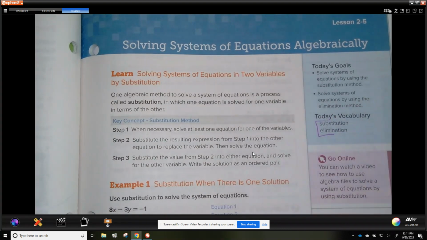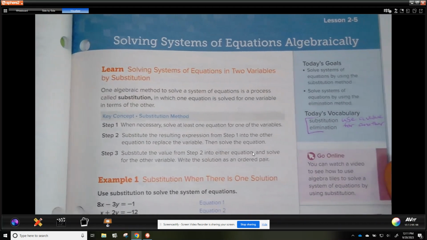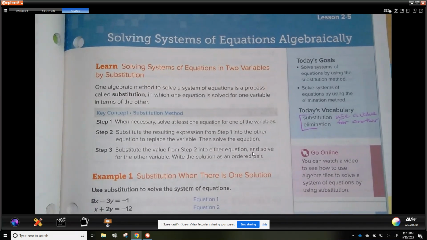There's substitution and elimination. Just like outside of math, substitution means to... oh my gosh, I went blank. Put in a value for something else. Okay, I don't want to say sub. I want to say sub in the definition. That's not right. Use a value for another. I had a one word definition earlier. I don't know what happened to that word.